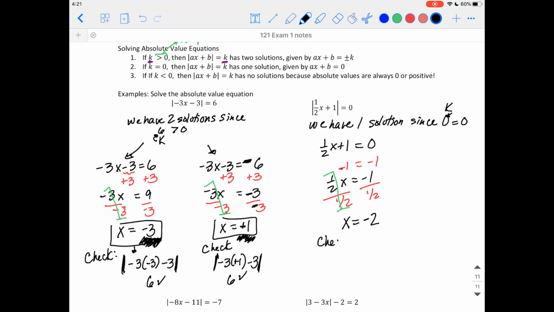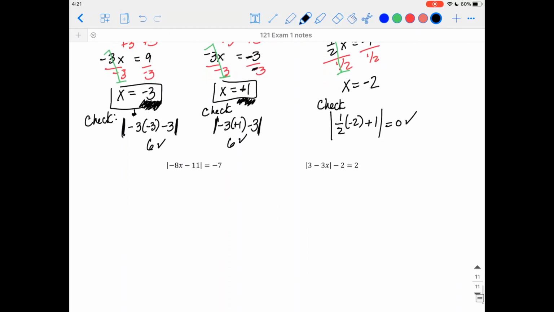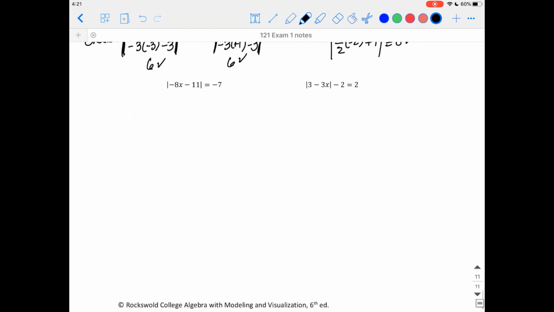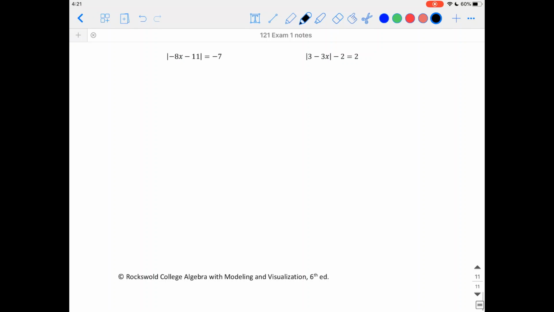Now let's check our answer. It's going to be 1/2 of negative 2, which is negative 1. Negative 1 plus 1 is 0. And the absolute value of 0 is in fact 0. So it does work. Let's do some other examples. Again, you're more than welcome to pause at any time and try to do these on your own and then play the video to check your answers.